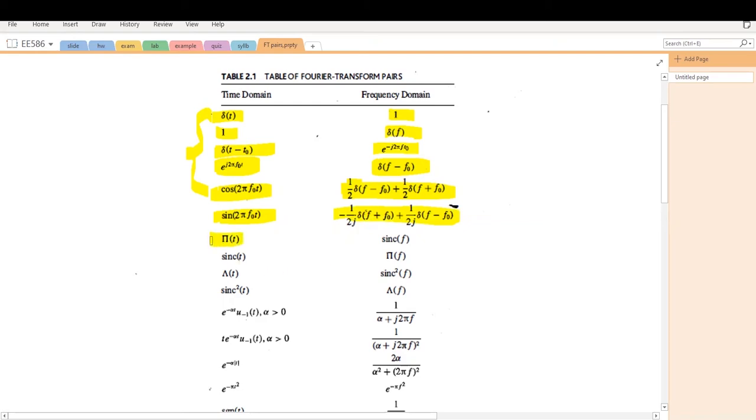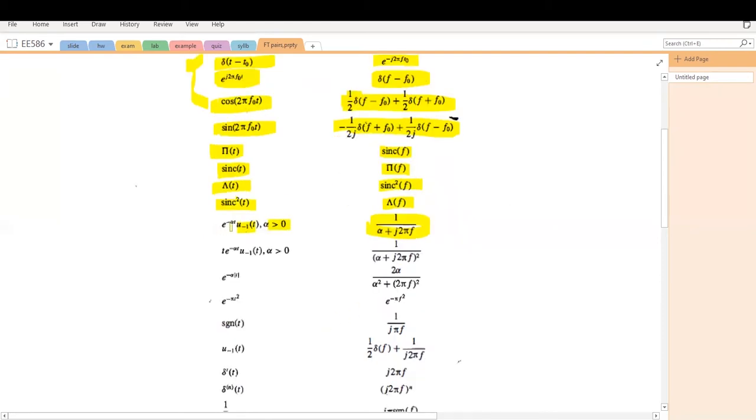And pi of t, rectangular, that's the sinc function. And sinc t gives pi of f. And if it's rectangular, that's sinc squared f. And sinc squared t gives rectangular of f. And e to the power minus alpha t multiplied by u of t, alpha greater than 0, the Fourier transform is 1 over alpha plus j 2 pi f.